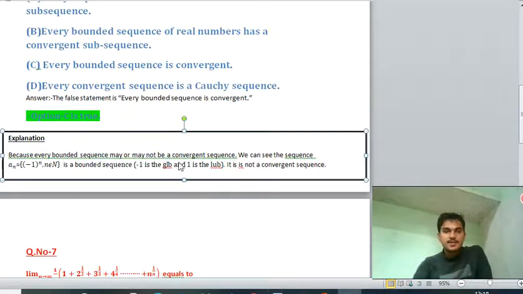You can see -1 is the greatest lower bound and 1 is the least upper bound. So this is a bounded sequence, but this is not a convergent sequence. This is an oscillatory sequence because there are two limit points, one is -1 and the other is 1.